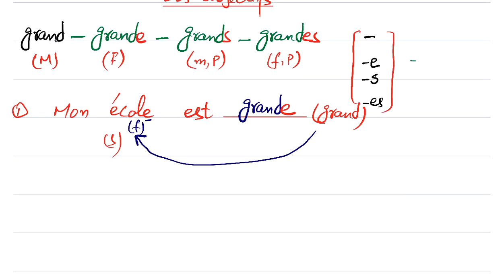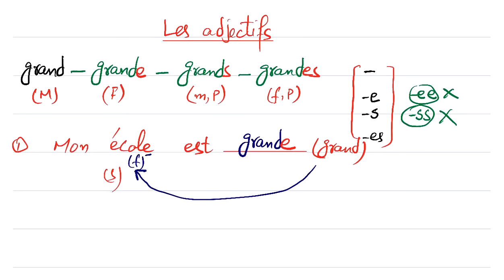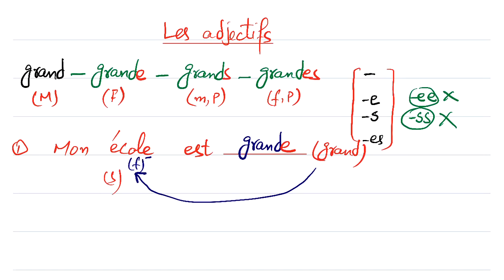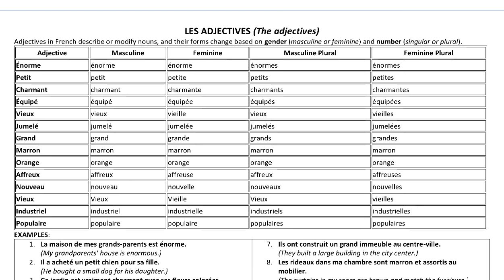There is one exception that you need to remember: if the adjective already has e, you are not going to add another e with it. It's not correct. And if you are changing a noun into plural and the adjective has s at the end, you are not going to add another s to change it into plural. That will be a mistake. To learn the masculine, feminine, singular, and plural forms of the adjectives, you need to consult your reinforcement sheet that I have uploaded on GCR. You can remember the list of these adjectives.